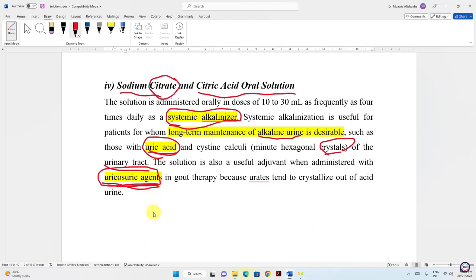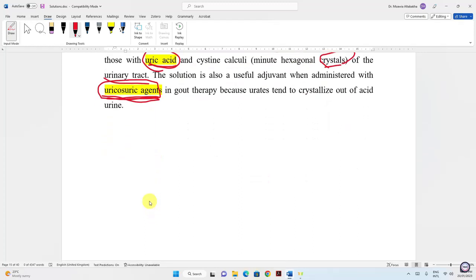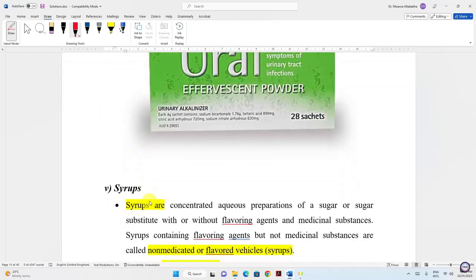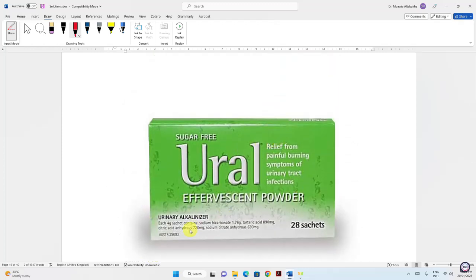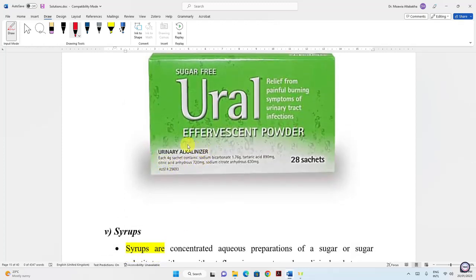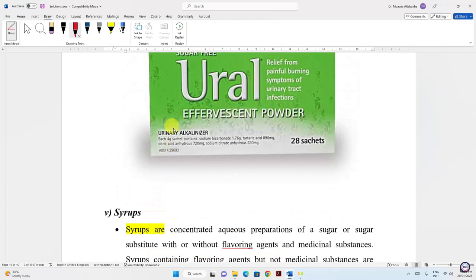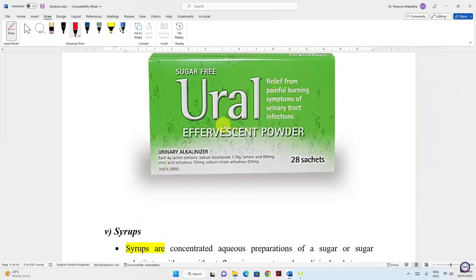Uricosuric agents هي agents that are used in the condition called gout. هذا example. طبعا here you will see that these are sachets, so you have to dissolve them in water. Okay, and you will realize that this is an effervescent powder.